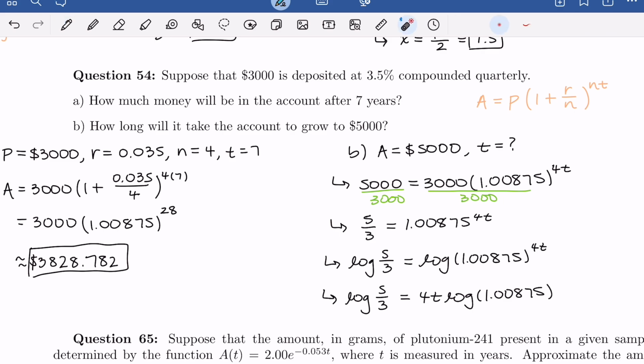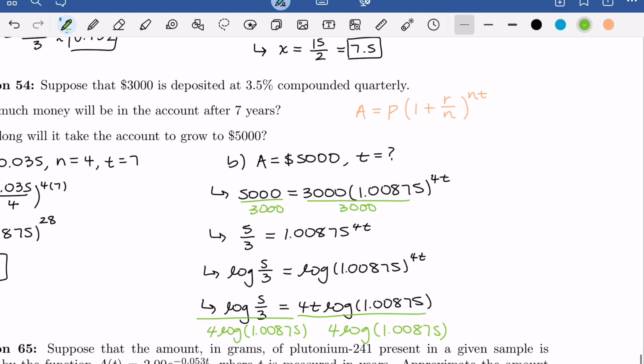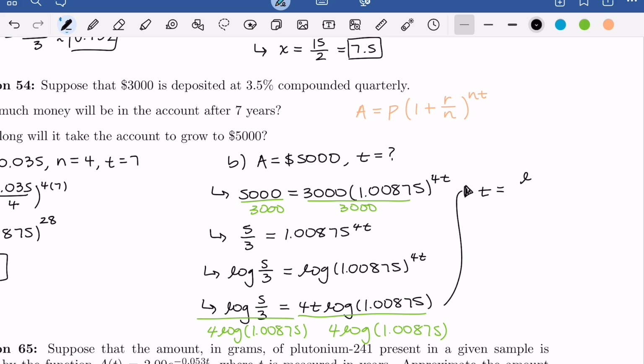Now from here, what's happening to t is it's being multiplied by 4 and by this log function here. So we can just divide both sides of our equation by 4 times this. All right, so t is completely isolated here, and it's going to be equal to log of 5/3 over 4 times log of 1.00875.